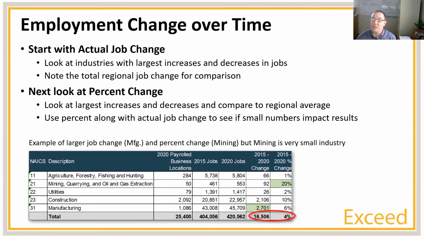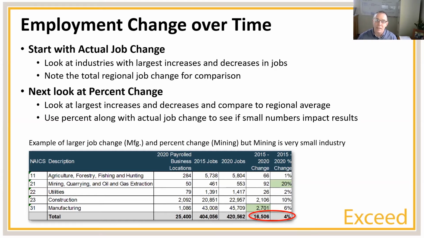You also want to look at percent change, which is included, and that's just percent from 2015 to 2020. So over that big time period there, you have that change. Looking at the percent is good. Looking at the percent alone, however, is misleading. So if you look at mining, for example, it's well above the average growth for that region. The region grew at 4%. Mining grew at 20%. That's great, but you also want to look at the number of jobs, that was 92 jobs out of 16,500, still pretty small. And so looking at that percentage along with the total change is an important thing to realize.